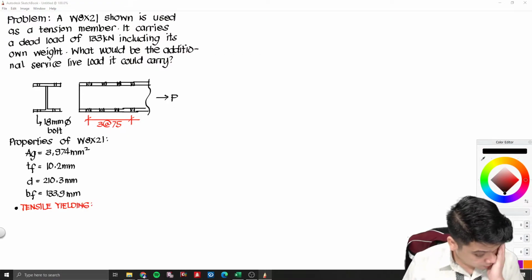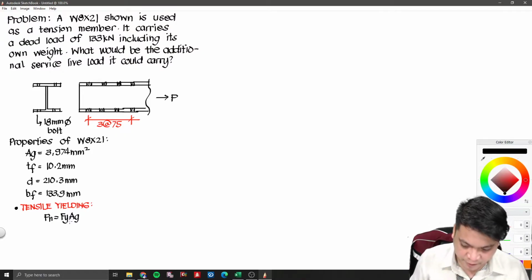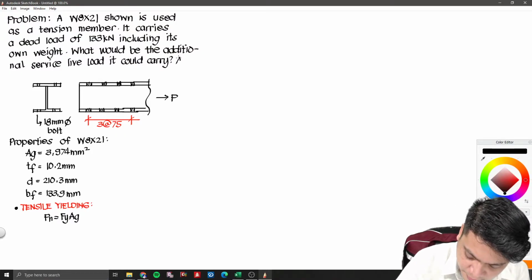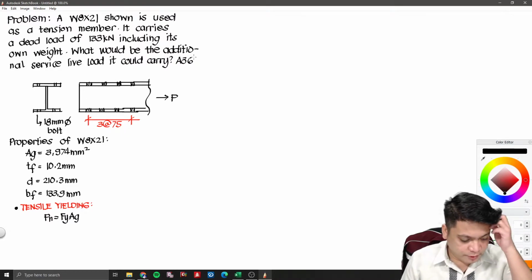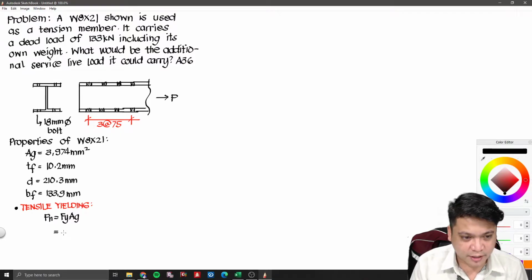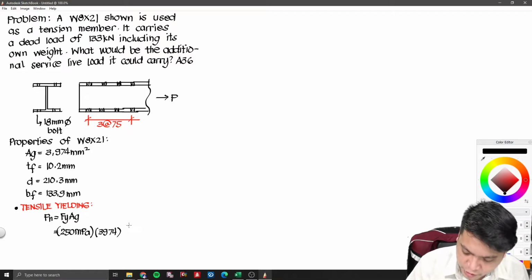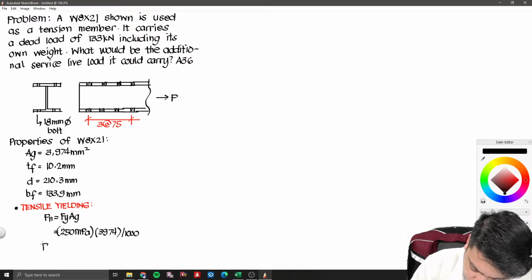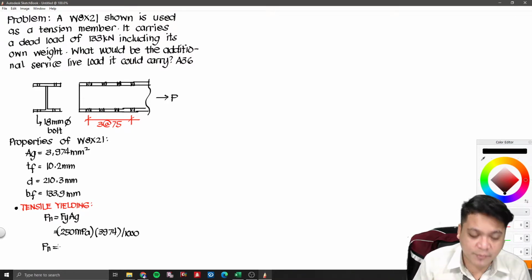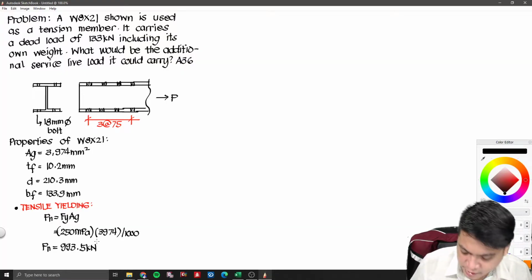So, for the P sub n, we can have it as Fy multiplied by our Ag. By the way, this is A36. Pag walang binigay na Fy, we will use 250, so we will be having here 250 megapascal. And then, the gross area would be 3974. Naka-newton yan, so i-divide na natin by 1,000 para maging kilonewton. So, we will now have the nominal axial tensile capacity of 993.5 kilonewton. And this is on the tensile yielding.